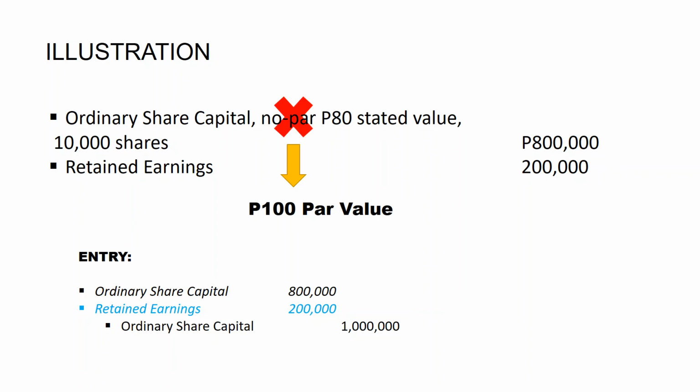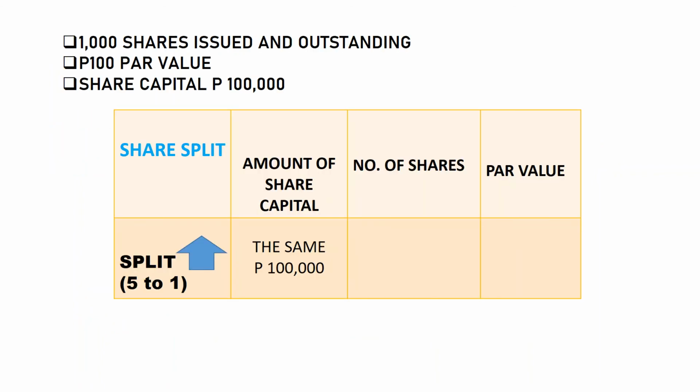Share split may be in the form of split up or split down. Split up is a transaction whereby the original shares are called in for cancellation and replaced by a larger number of shares, thereby reducing the par value or stated value of the shares. While split down is the reverse of split up. It is a transaction whereby the original shares are canceled and replaced by a smaller number accompanied by an increase in the par value or stated value.